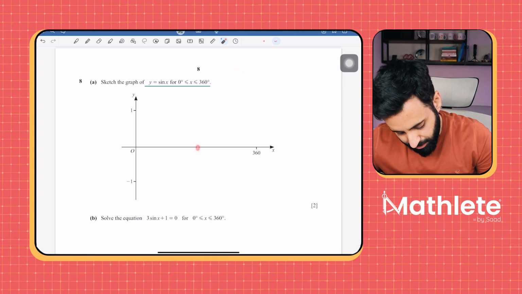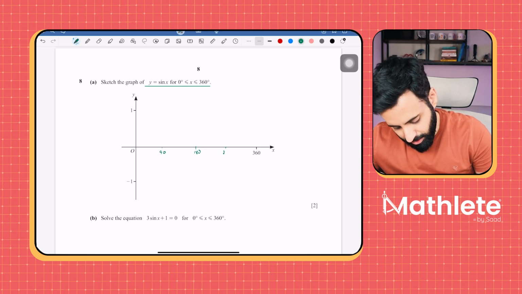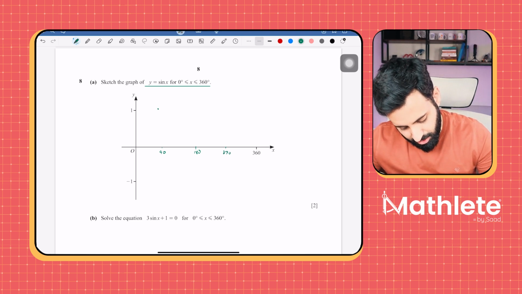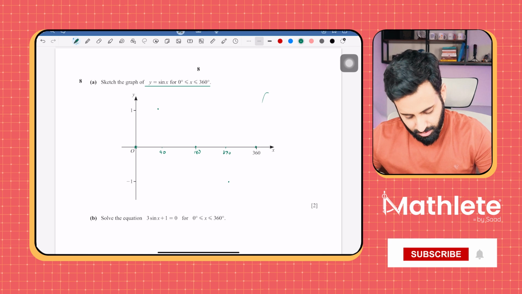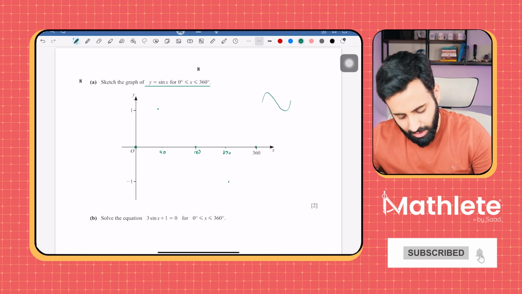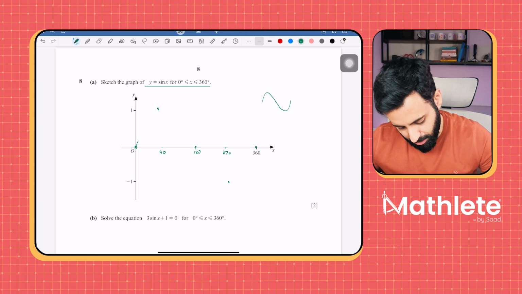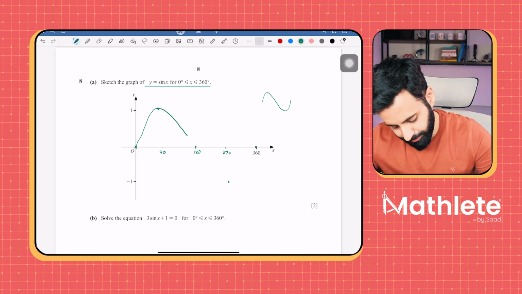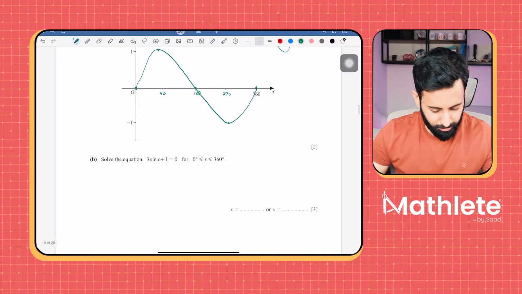So a good idea would be to first mark the values on the horizontal axis. So 180 will be in between 0 and 360, 90 will be in between 0 and 180, and 270 will be in between 180 and 360. Now at 90 it's 1, at 270 it's minus 1, at 0 it's 0, at 180 it's going to be 0, at 360 it's going to be 0. Remember, you can just quickly draw this, and then this will help you figure out what the values are. Okay, now we're going to join all the points and make a nice and smooth curve. There you go, job done.